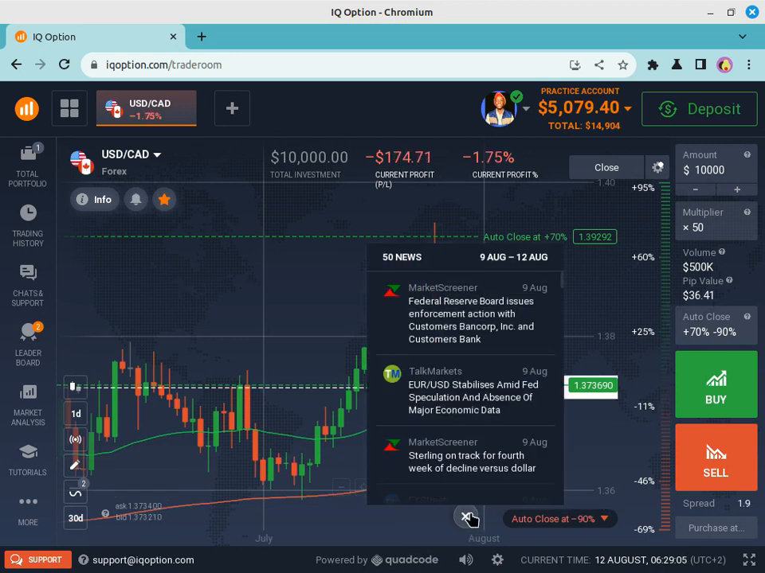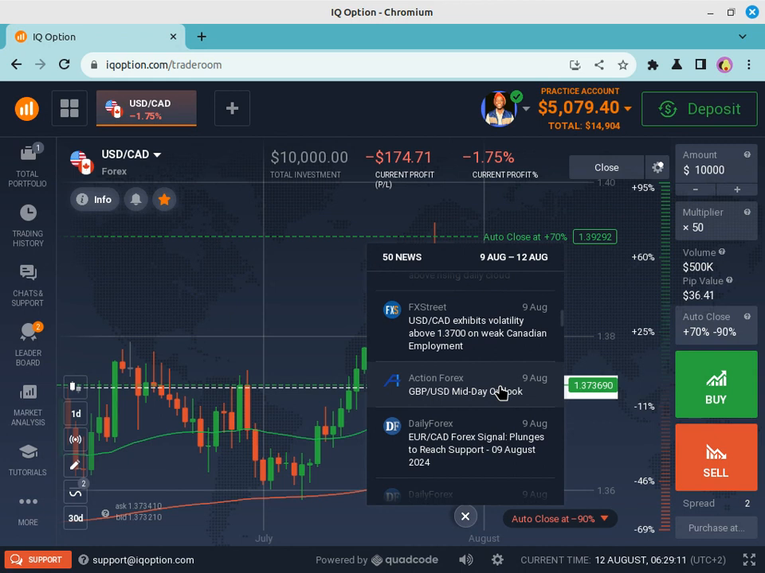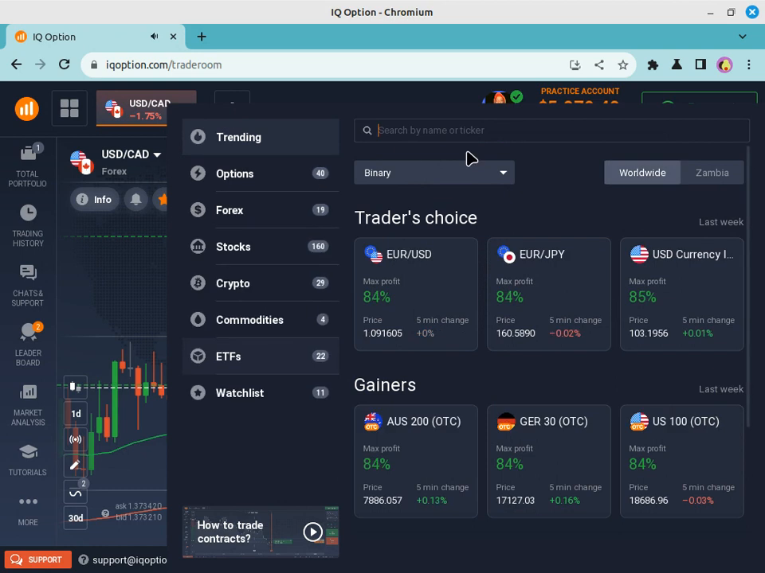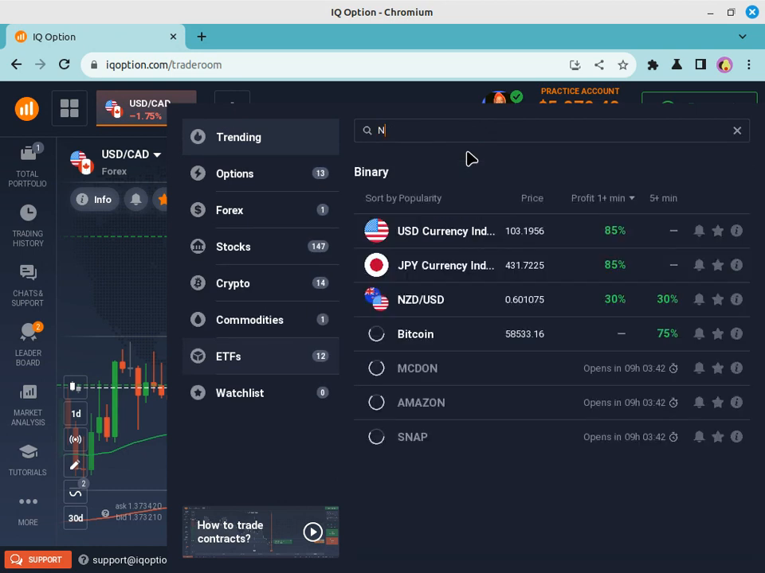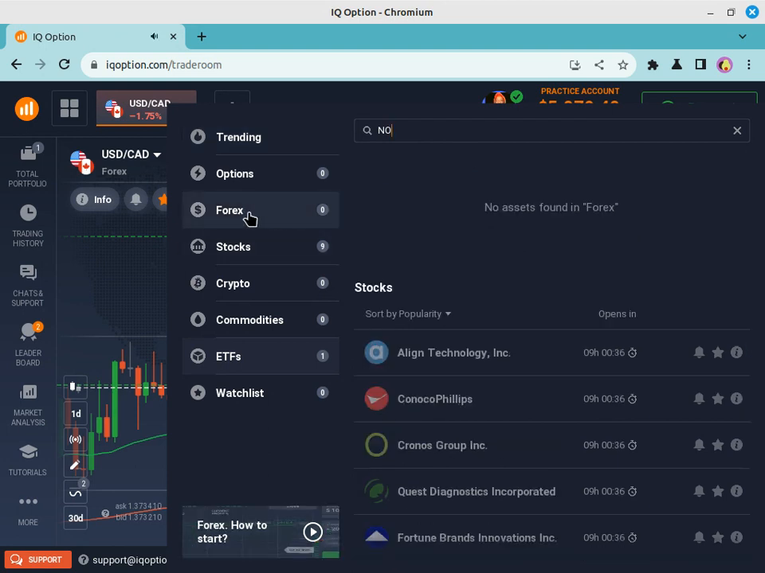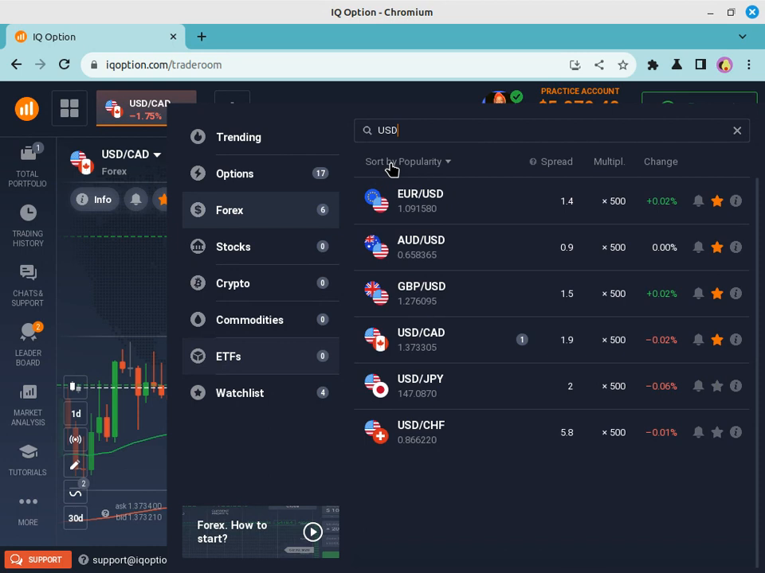So we can still look into more news, but I think I do have another good play. Let me see if I can find one for currency. Do we have Norway? No asset found. Okay, I think we only have one currency pair. All right, that's fine.